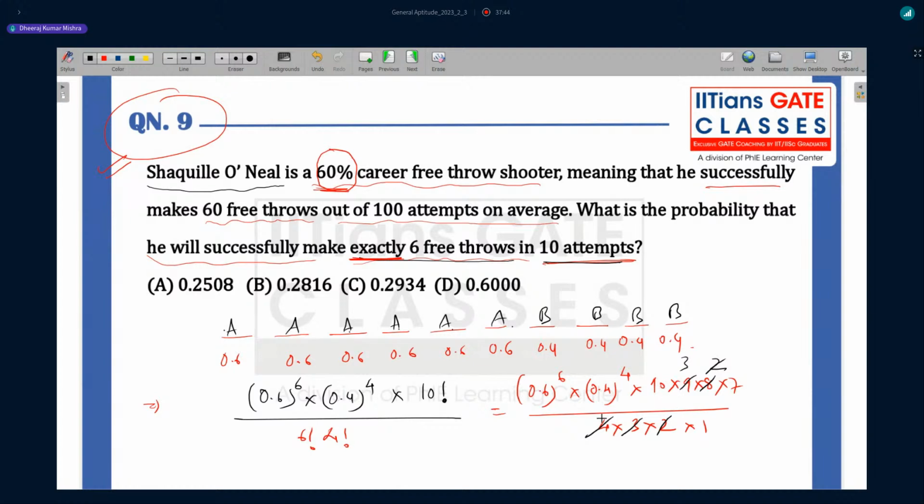So you can see here this is basically 210 into 0.6 to the power 6, and 0.4 to the power 4, right? So what is the answer, guys? Can you check? I believe you will get, using an online calculator, around 0.2508. Yes. So we have already discussed this kind of problem in the classroom. So I believe you guys can quickly solve it, right? So this was for 2 marks.